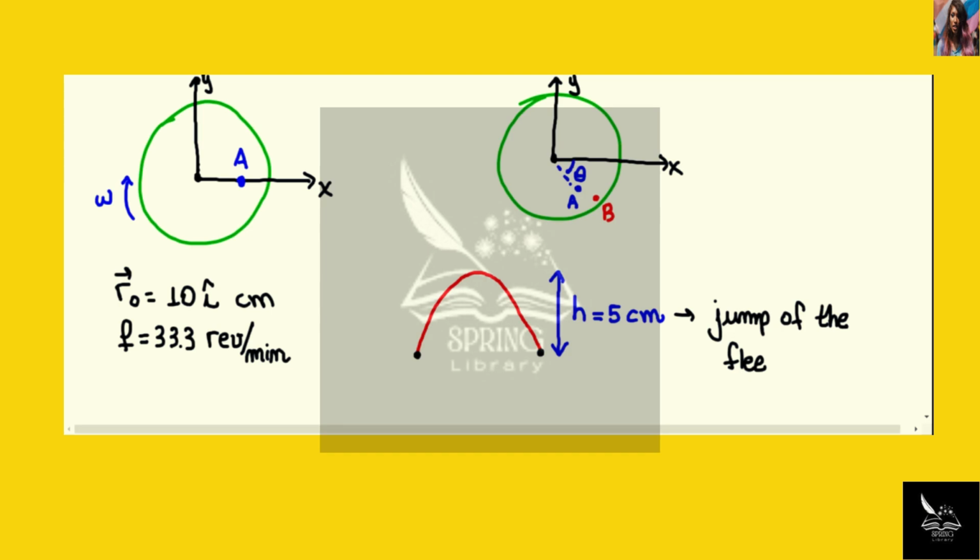passes through the x-axis, the flea jumps from point A originally to point B, and as the flea jumps, point A rotates a certain angle theta, and our goal here is to find what are the coordinates of both point A and point B, given that the flea jumped a height of 5 centimeters, and that the flea had no horizontal velocity with respect to the table.